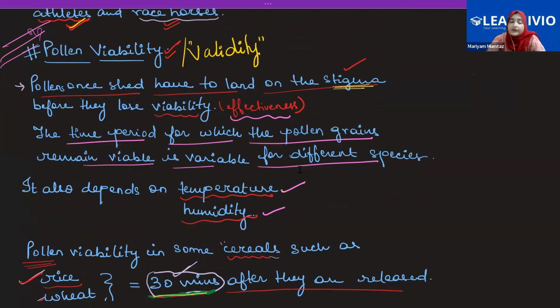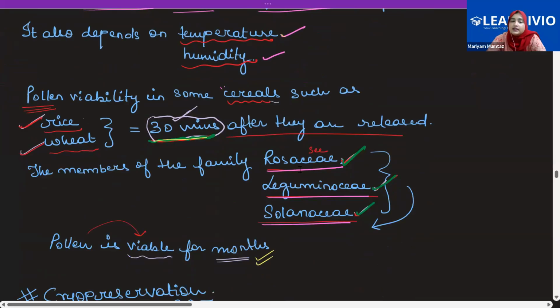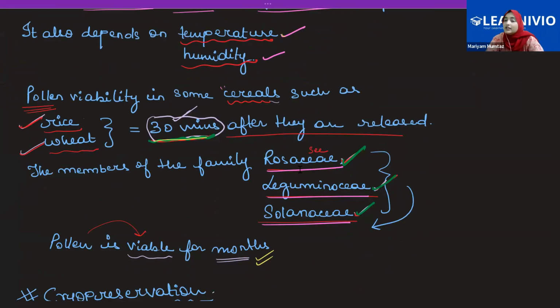This varies from species to species, and it depends upon the temperature and the humidity. Pollen viability in some cereal plants such as rice and wheat is only 30 minutes after they are released. Only 30 minutes. Imagine, after half an hour, they'll be useless. Whereas in members of families such as Rosaceae, Leguminosae, and Solanaceae, the pollen grains will be viable for months. So they can be used for a long period of time.